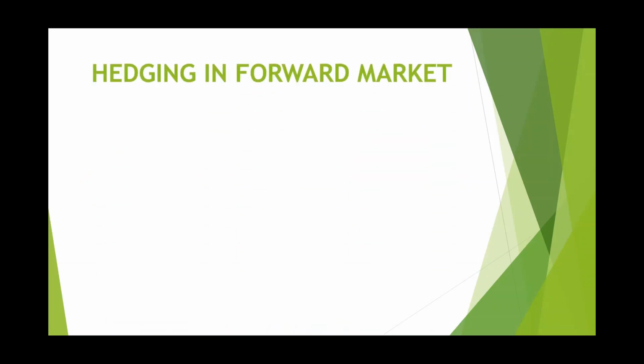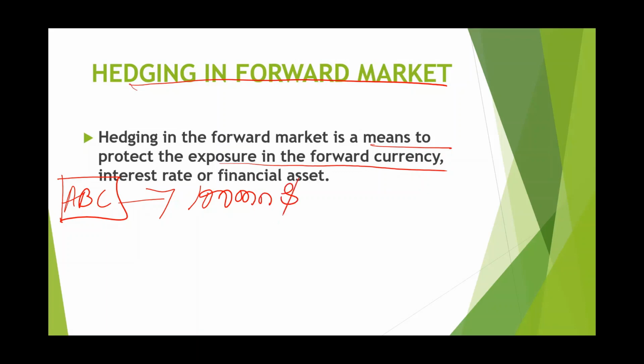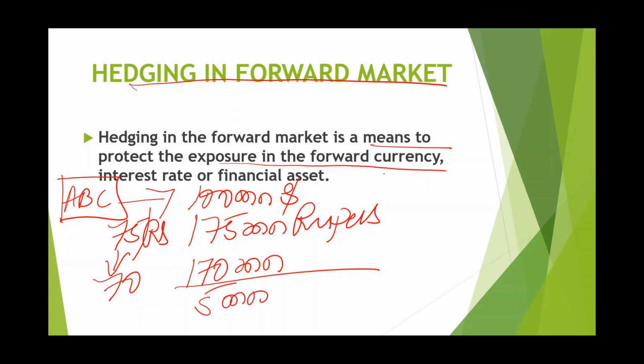Now we'll move on to hedging in the forward market. Hedging in the forward market is a means to protect the exposure in the forward currency, interest rate, or financial asset. For example, a company ABC in India is supposed to receive $100 million next month. Today the price of a dollar is 75 rupees, so they are going to receive 7,500 million rupees. But the company forecasts the price of the dollar may come down to 70 rupees. If it comes down, they will receive only 7,000 million. That means there is a loss. Now the question is how to reduce it.